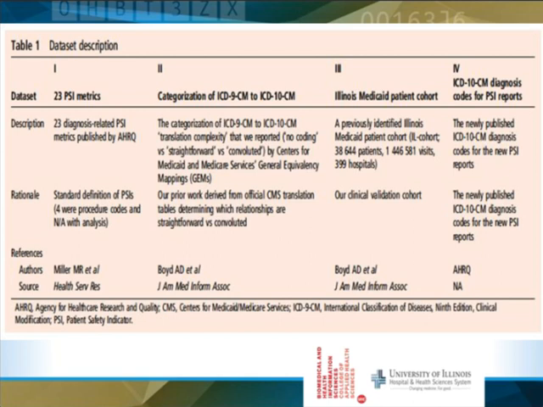So, for the patient safety analysis, there were 4 different data sets we used. One was the 23 PSI metrics. This is all published on the Agency for Health Research Quality. The categorization or the methodology that we just walked through, we use that as well. We also used an Illinois Medicaid data set, so about 38,000 patients, and we also used the ICD-10 CM codes and the actual new definitions from the Agency for Health Research Quality website.